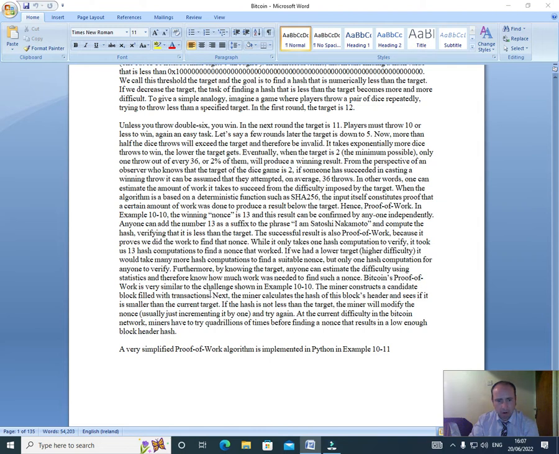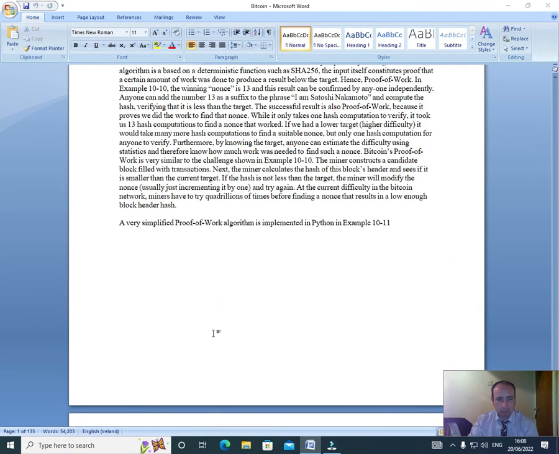Bitcoin's proof of work is very similar to the challenge shown in figure 10-10. The miner constructs a candidate block filled with transactions. Next, the miner calculates the hash of this block's header and sees if it's smaller than the current target. If that hash is not less than the target, the miner will modify the nonce, usually just incrementing it by one, and try again. At the current difficulty in the Bitcoin network, miners have to try quadrillions of times before finding a nonce that results in a low enough block header hash.